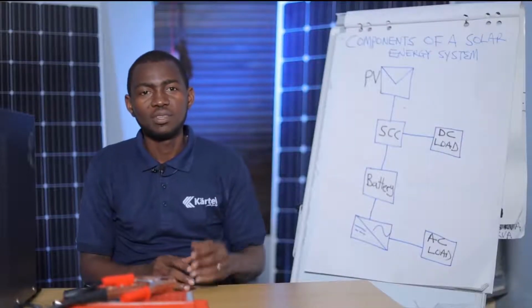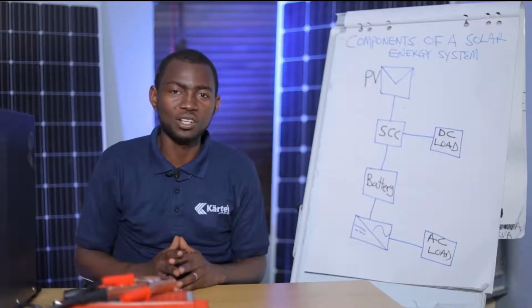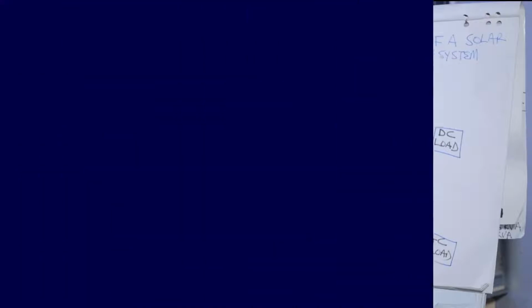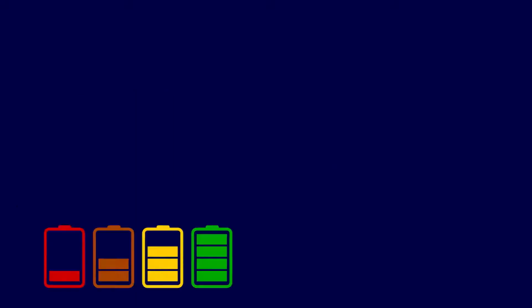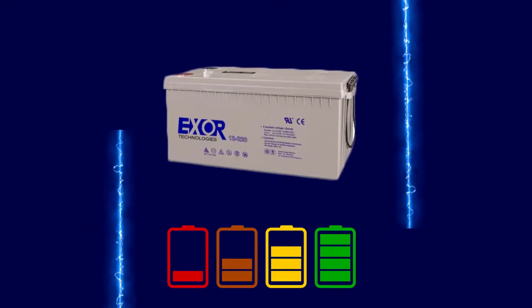2. The solar charge controller. The solar charge controller helps to regulate the current that is flowing into the battery. The solar charge controller ensures that the battery is not overcharged or under discharged.